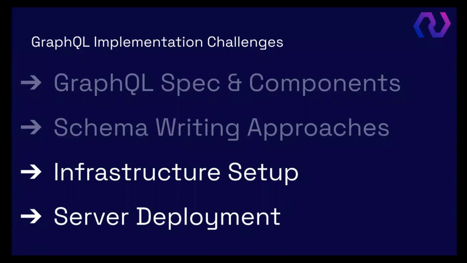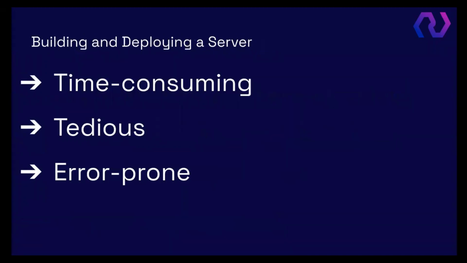Secondly, they must deploy their new server so that the front-end clients can query the API. They need to decide which services to utilize among the many options, provision and connect their chosen services, and deploy and manage that infrastructure. There are many steps that go into building and deploying an initial GraphQL server, and this process can be time-consuming, tedious, and error-prone.